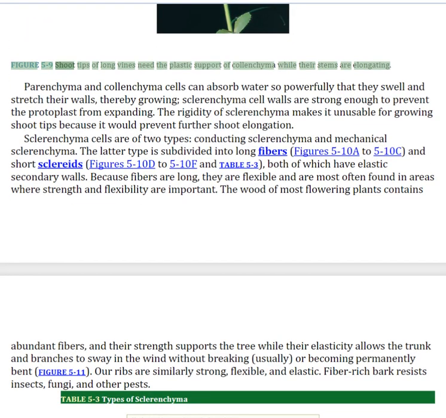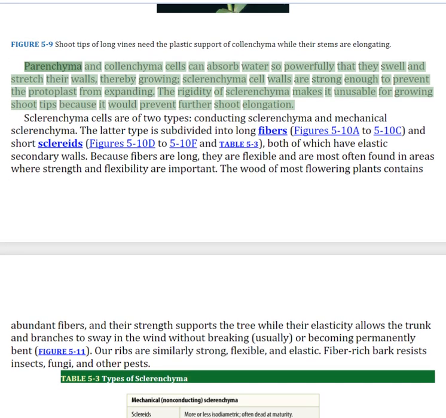Figure 5-9: Shoot tips of long vines need the plastic support of collenchyma while their stems are elongating. Parenchyma and collenchyma cells can absorb water so powerfully that they swell and stretch their walls, thereby growing. Sclerenchyma cell walls are strong enough to prevent the protoplast from expanding. The rigidity of sclerenchyma makes it unusable for growing shoot tips because it would prevent further shoot elongation.